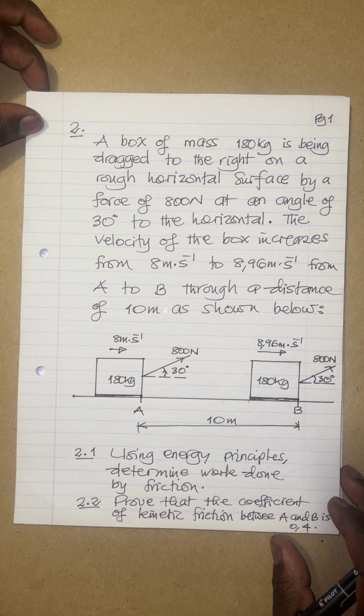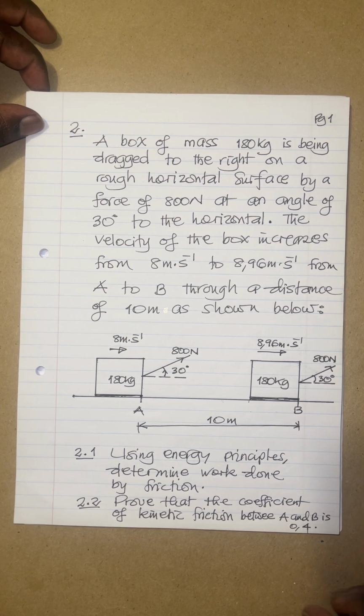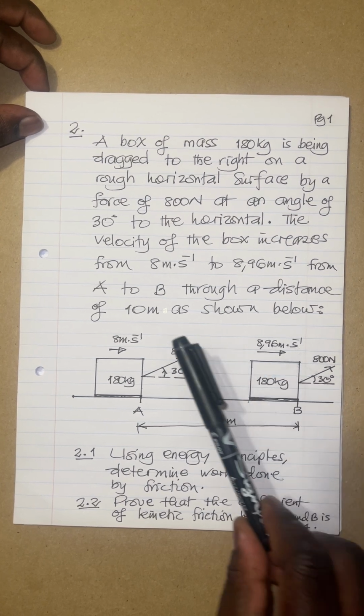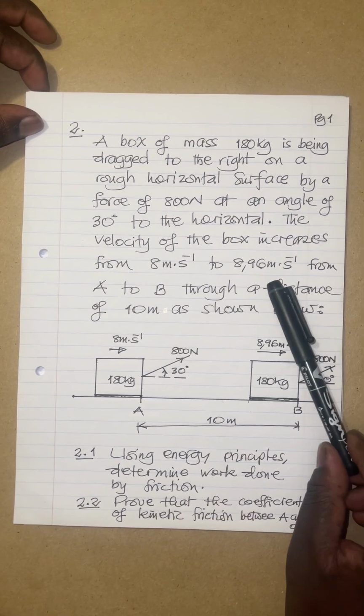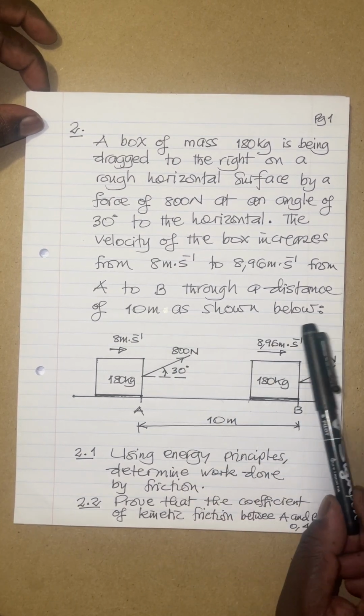A box of mass 180 kilograms is being dragged to the right on a rough horizontal surface by a force of 800 newtons at an angle of 30 degrees to the horizontal. The velocity of the box increases from 8 meters per second to 8.96 meters per second from A to B through a distance of 10 meters as shown in the diagram.